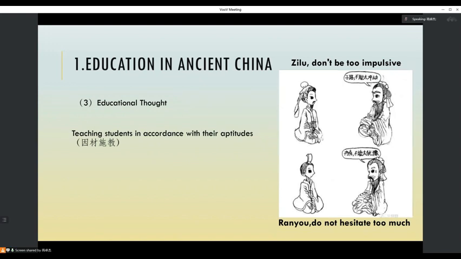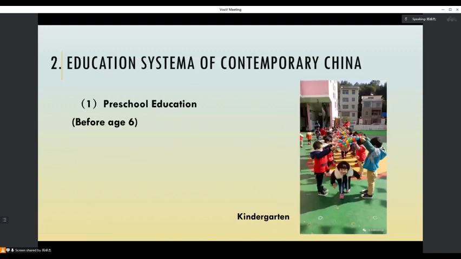The students of Confucius have their own names in Chinese history. The 72 students are famous too because they are students of Confucius. That is about the education of ancient China. Now let's move on to another topic.